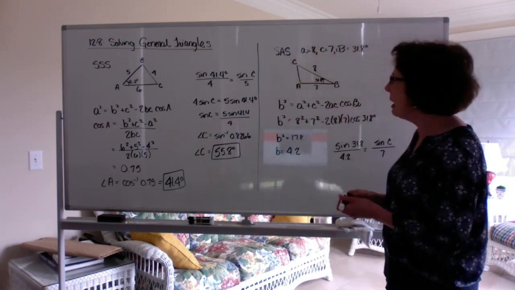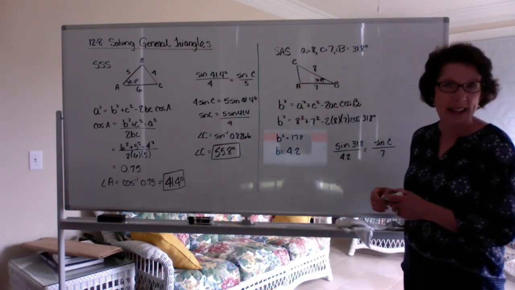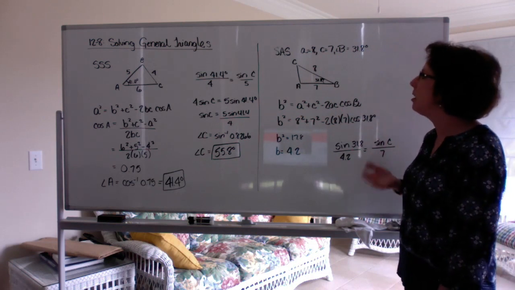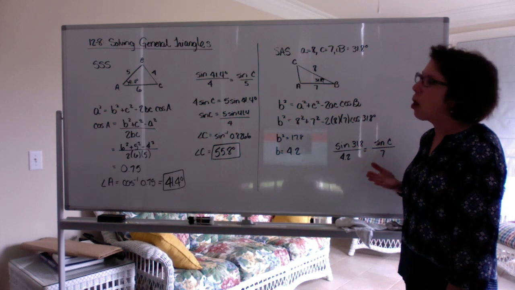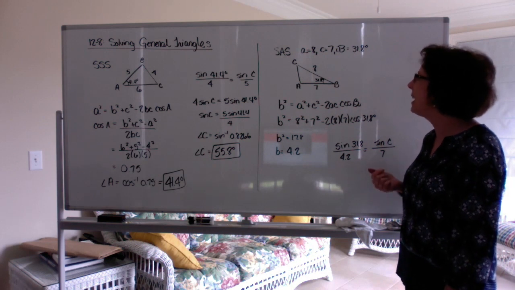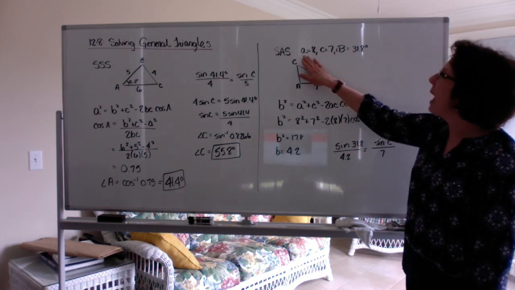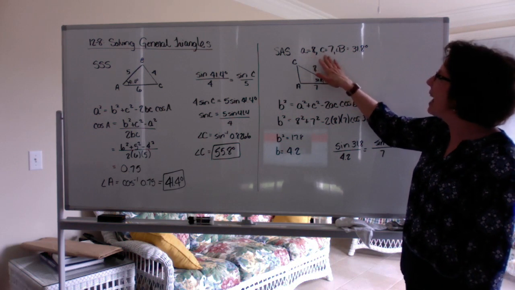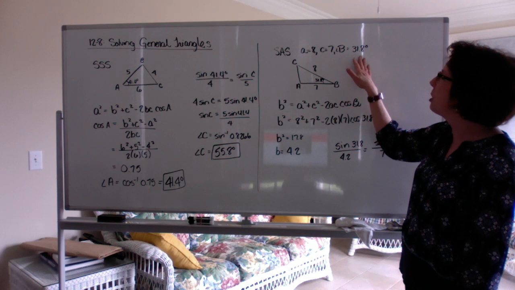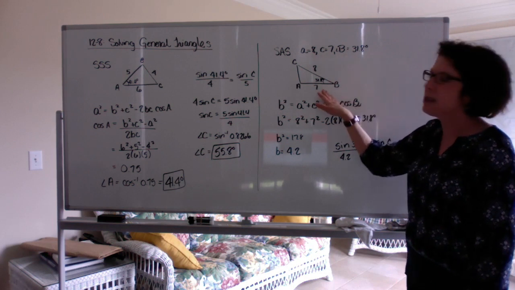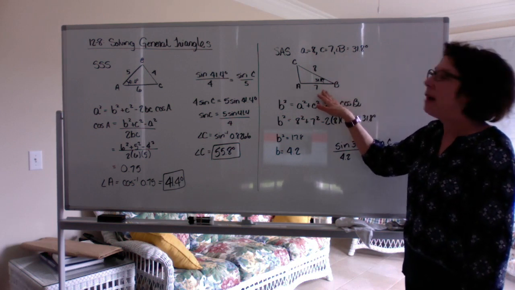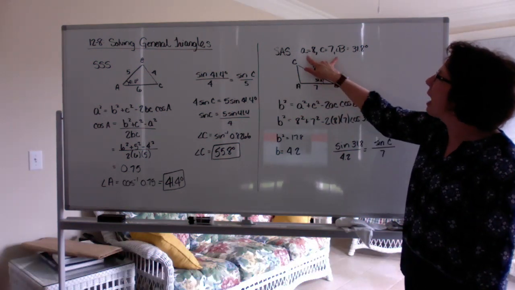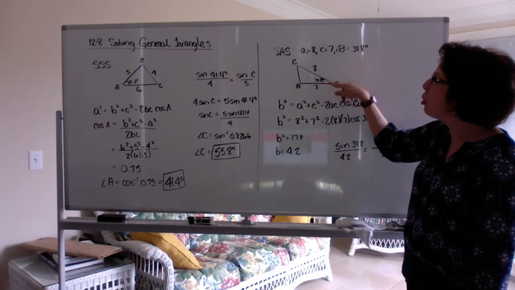Now, let's go to the second case, the SAS. Well, you know, SSS and SAS are both used with the law of cosines. So once again, what are we given? We're given side a has a length of 8, side c has a length of 7, and angle B is 31.8 degrees. So I just did a simple sketch here. You don't have to do a sketch, but what I know is I have two sides and the included angle.